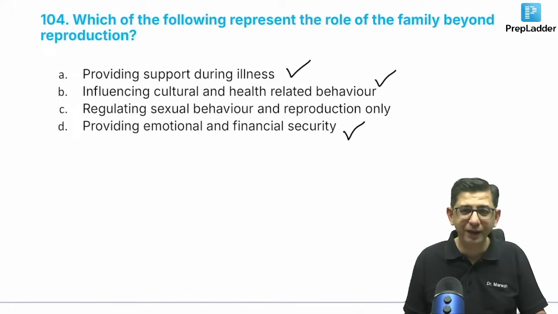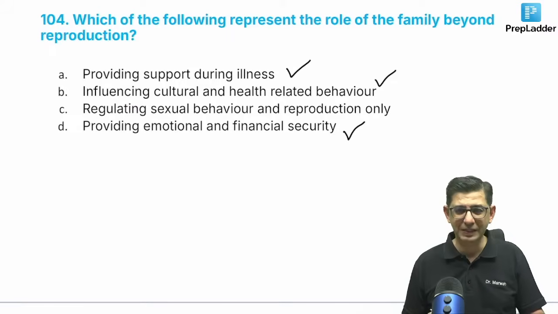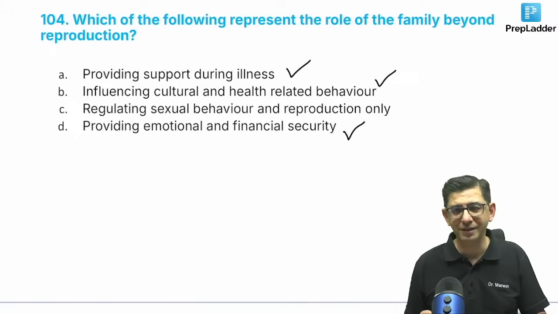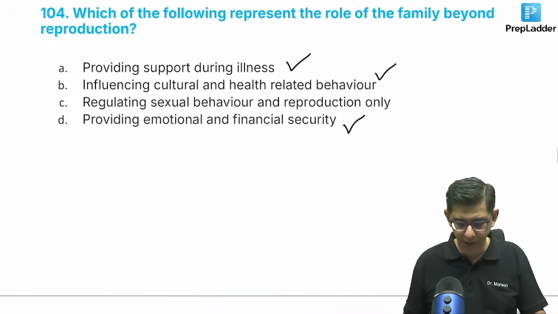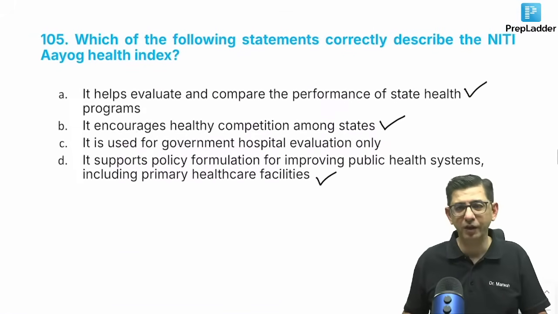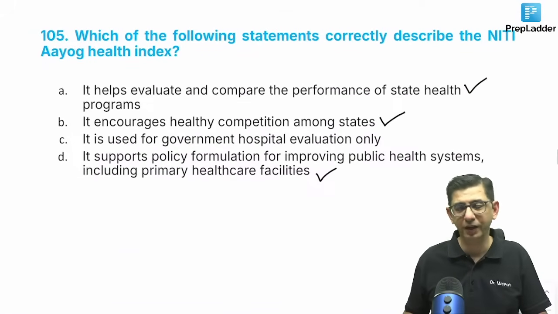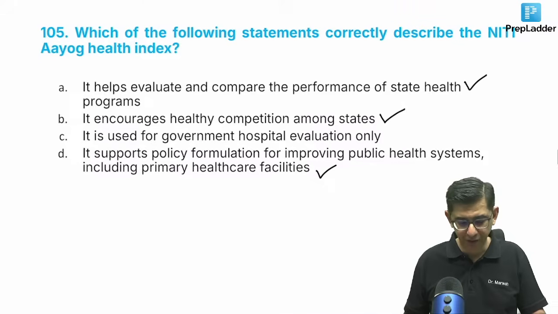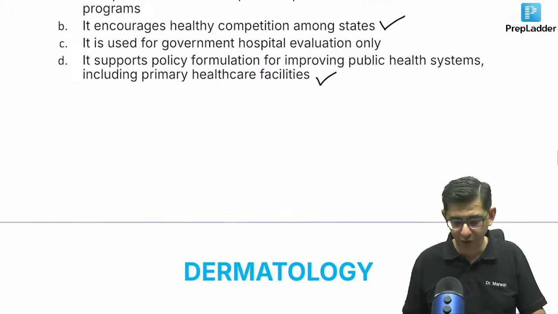Then is role of family beyond reproduction. This was beyond me. If these general kind of questions are asked, then it's like anybody's guesses. But yeah, logically, if you work it out and follow English, it can be solved. Niti Aayog index, again, I'm leaving it to the PSM faculty. I have taken the answer directly from the PSM faculty for this one. I did not rack my brains at all about it.